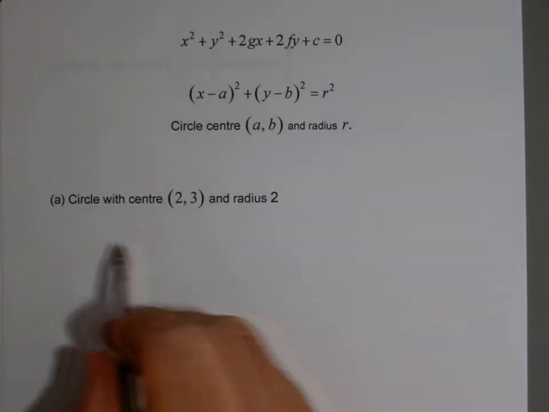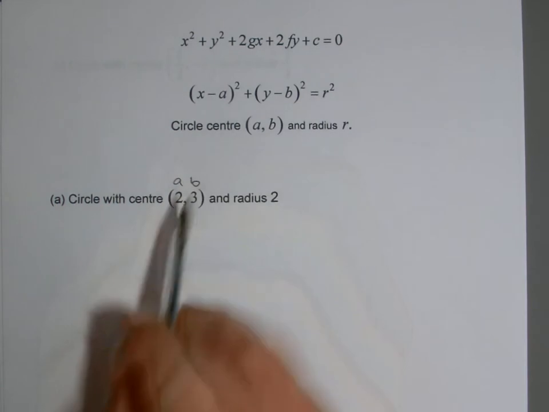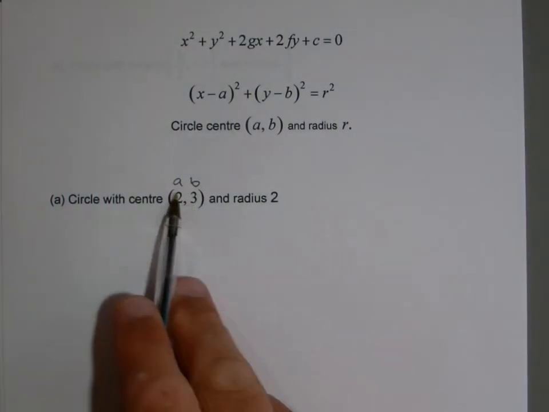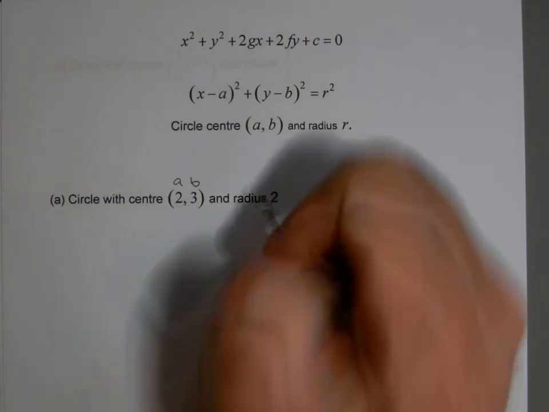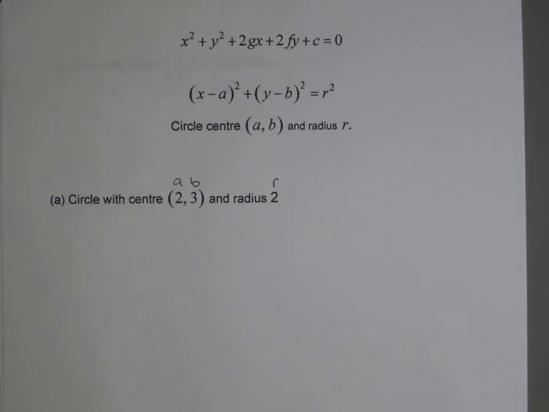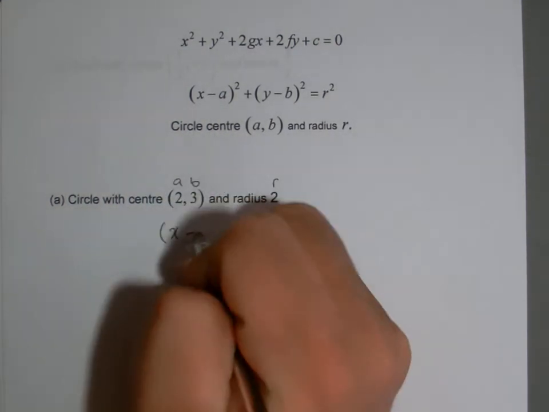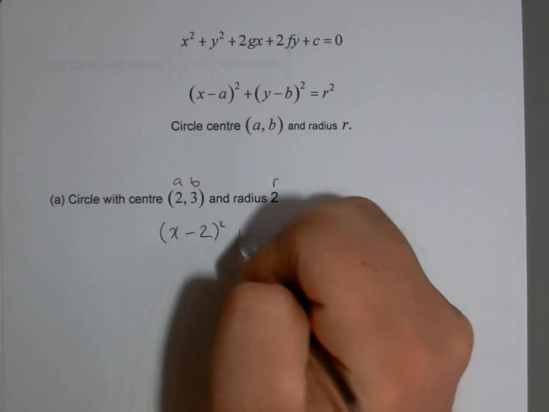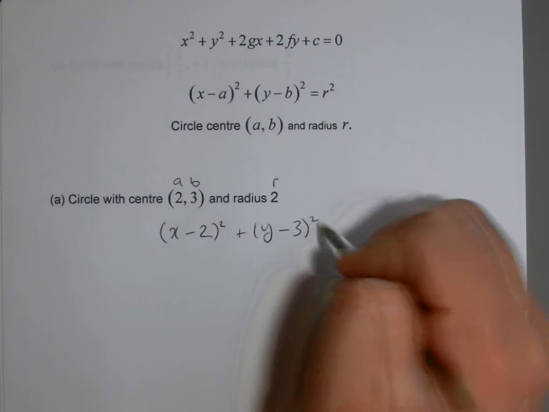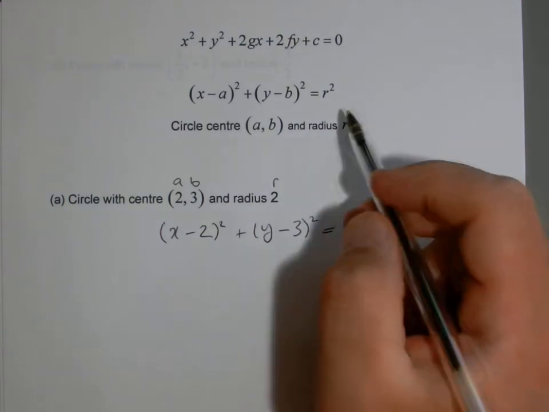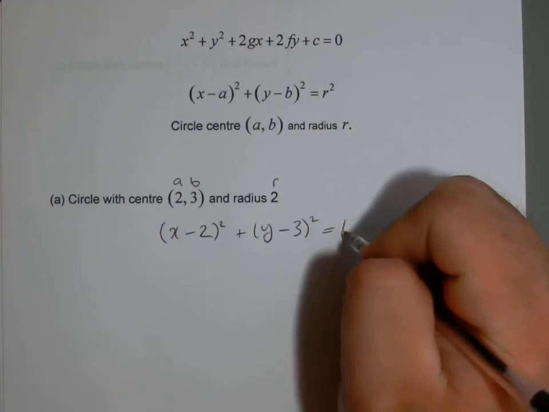So in part A, this example, your a and b are the centre coordinates, 2, 3. So that's your a value, 2. Your b value is 3. And your radius, your r value, is 2. So when we substitute it into that formula, it'll be (x minus 2) all squared, and then (y minus 3) all squared, and that will equal your r squared. Well, r is 2, so if I square it, I get 4.